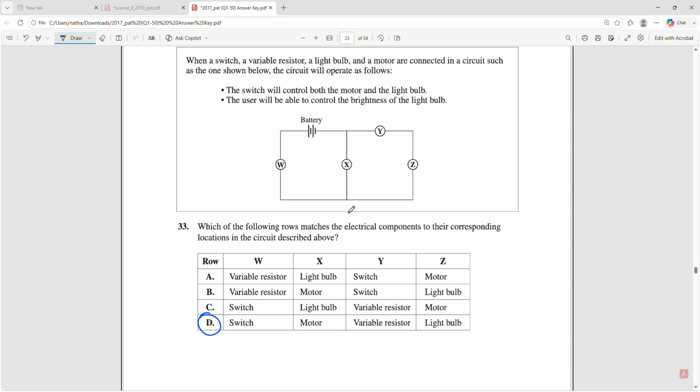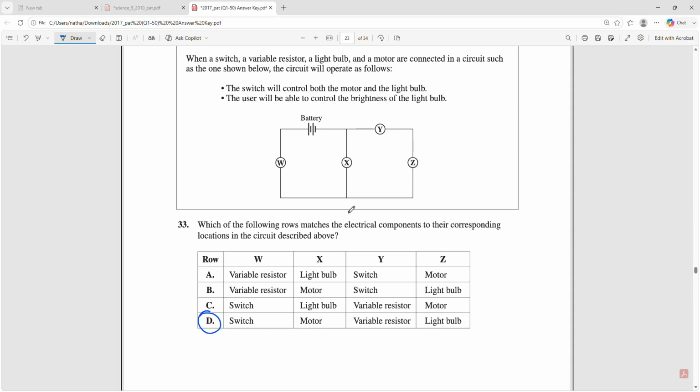When a switch, a variable resistor, a light bulb, and a motor are connected in a circuit such as the one shown below, the circuit will operate as follows. The switch will control both the motor and the light bulb. So if they say it's going to control both, it means it's going to be able to turn on or off both the light and the motor at the same time. If we open the switch, the circuit's going to go off and both motor and light bulb will shut off. And when we close it, both the motor and the light will turn on.